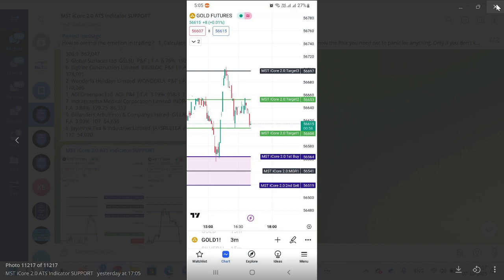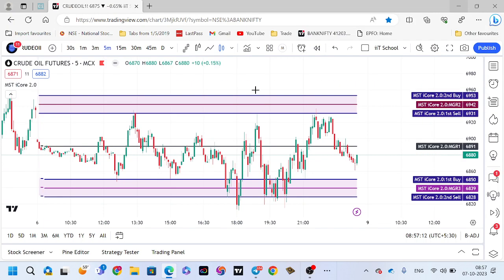And what about the crude oil? I have taken the crude oil chart here. See here, first buy activated, from buy zone to sell zone, all the targets hit. From sell zone to buy, all the targets hit. Again it has taken support from here, bullish, all the targets hit. Once again it has taken support and all the targets hit. It is trading only between our buy zone and sell zone. So hope the point is very clear.